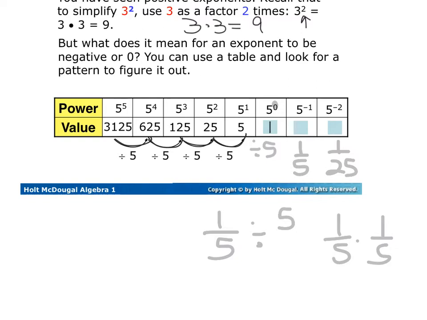No. A negative exponent doesn't make the number negative. That was an excellent question. Everybody sees a negative exponent and they think it makes the number negative. It makes it a fraction. So remember, a negative exponent makes the number into a fraction, not a negative number. So this is a preview of what we're going to see.